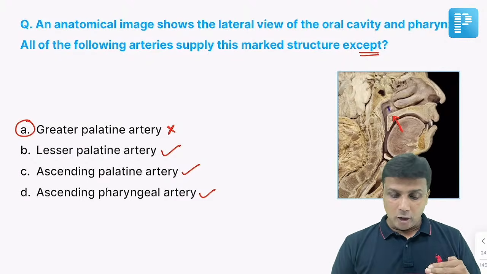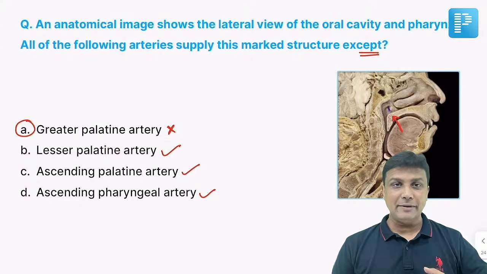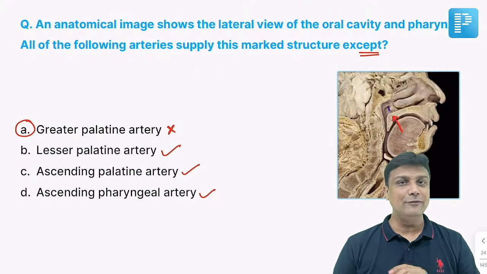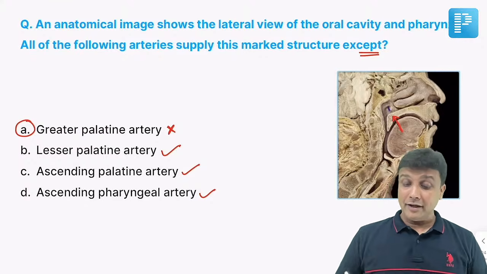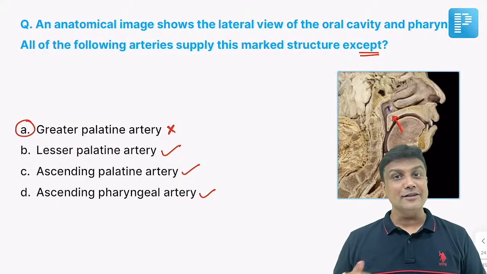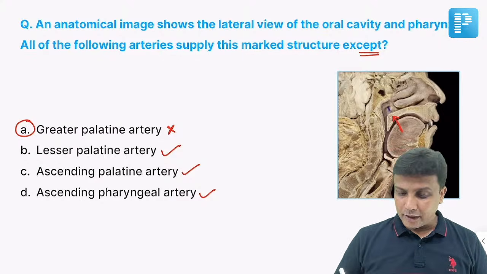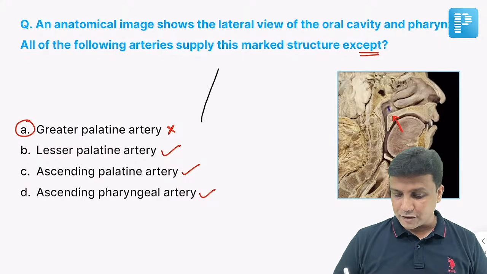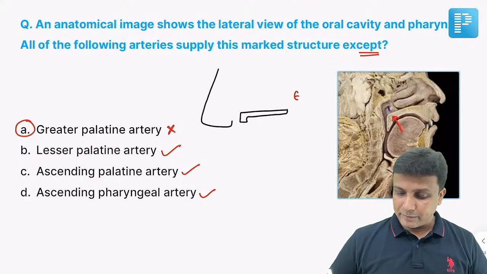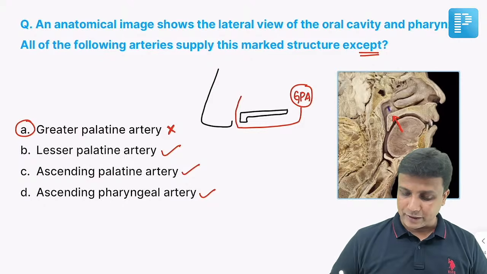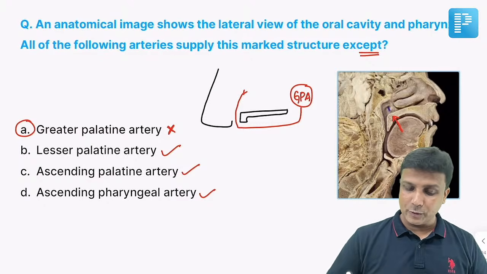So the lesser palatine artery and ascending pharyngeal artery will all be supplying the soft palate, except for the greater palatine artery. And remember, that is the one which will actually be supplying the hard palate. If you have watched my videos, this one here will be the hard palate. The greater palatine artery will be coming from here and passing through this foramen, and it is also going to contribute to that area.